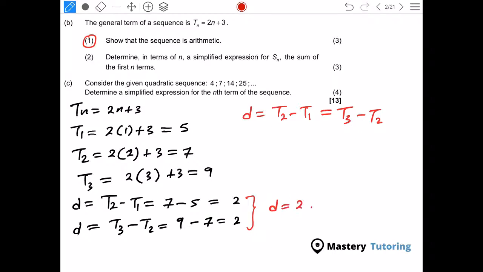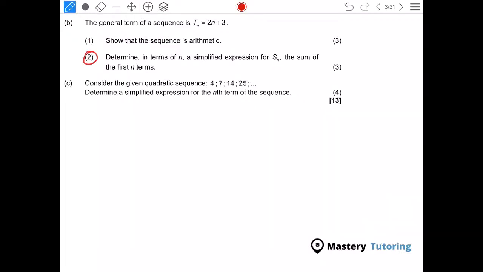D is equal to 2, arithmetic. Alright, now we're going to move to the next part of the question.